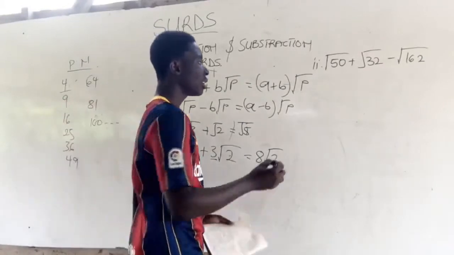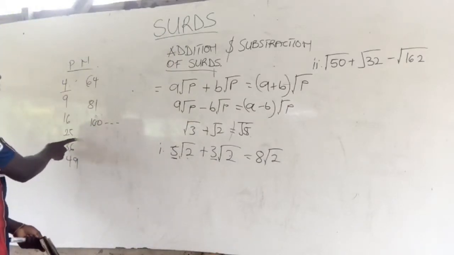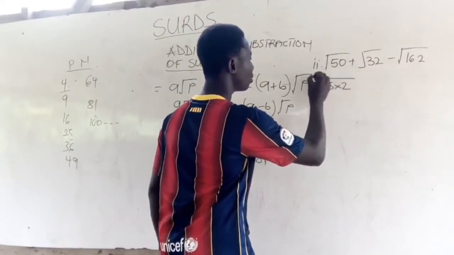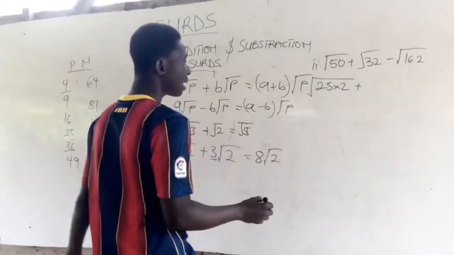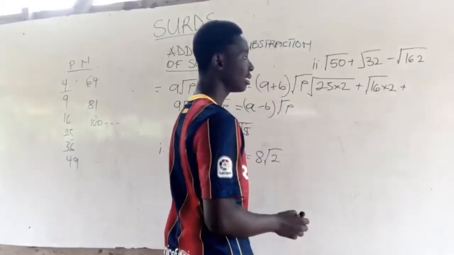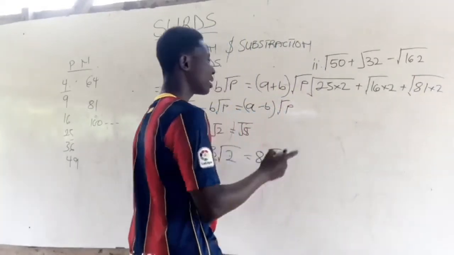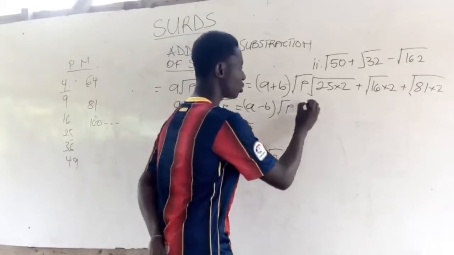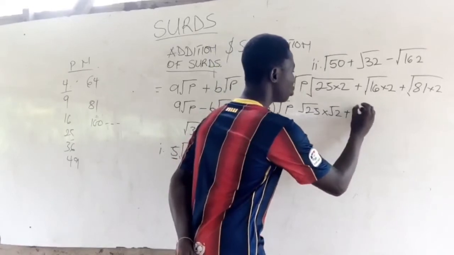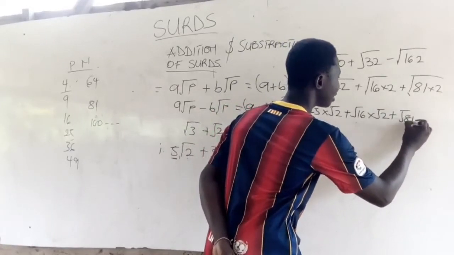And if you do that, you are going to pick one number from the perfect squares. So I can pick 25 times 2, I'll get 50, plus 16 times 2, 32, minus 81 times 2. It's going to be 162. Now you can distribute the roots. I'm going to get root 25 times root 2 plus root 16 times root 2 minus root 81 times root 2.